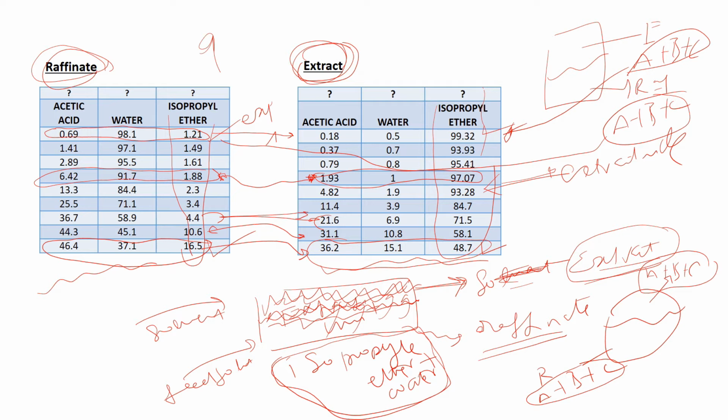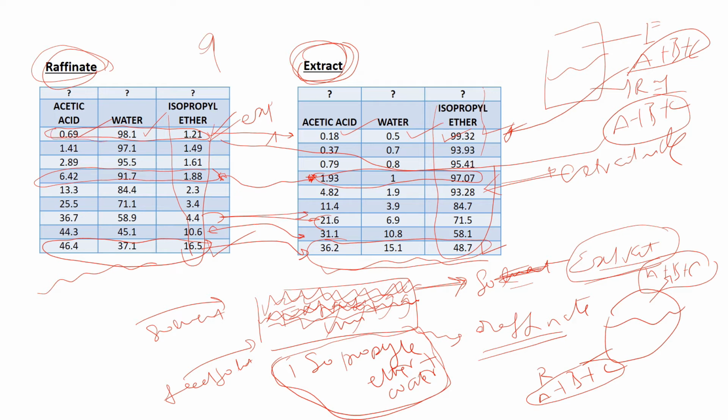Obviously we are not doing any experiment in the classroom. I'm just saying you have some 6 numbers: 0.69, 98.1, 1.21, 0.18, 0.5, 99.32. Everything comes from one single experiment. I'm saying this because at the end we are going to draw some lines. We call it a tie line. Only if you understand this will you know what a tie line is. A tie line is related to what you are seeing at the moment.